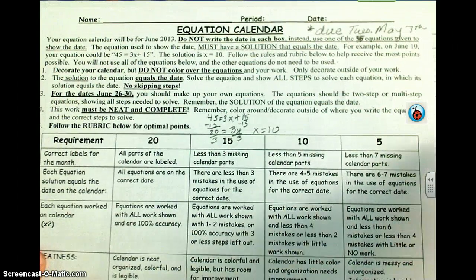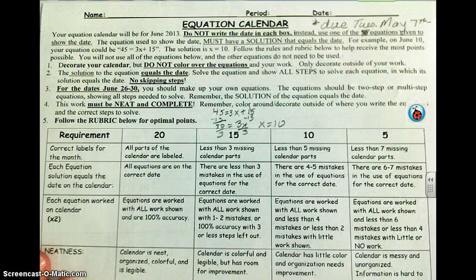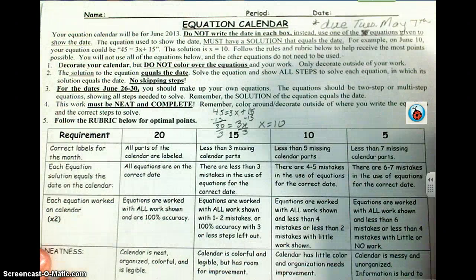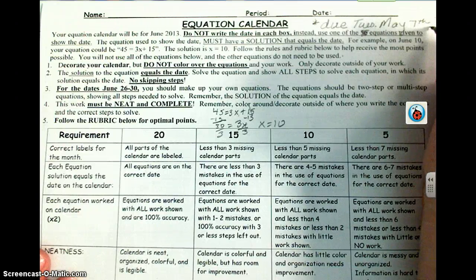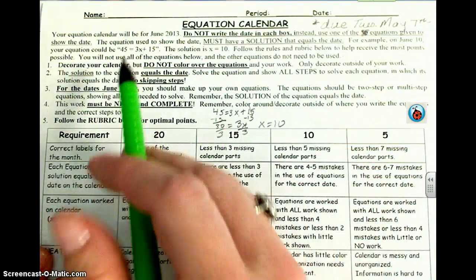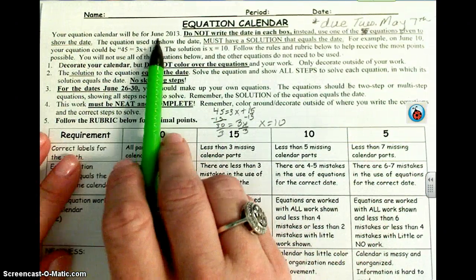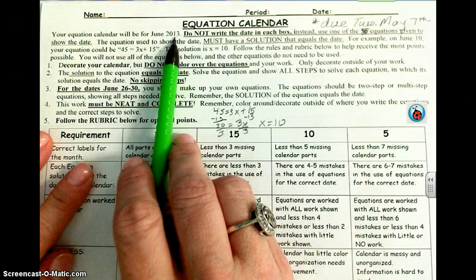Hello students, I'm going to go over with you the directions for completing your equation calendar. This is going to be a mastery grade. It is due Tuesday, May the 7th. We will be working on it for a couple of days in class. In reading the directions, it says your equation calendar will be for June 2013.